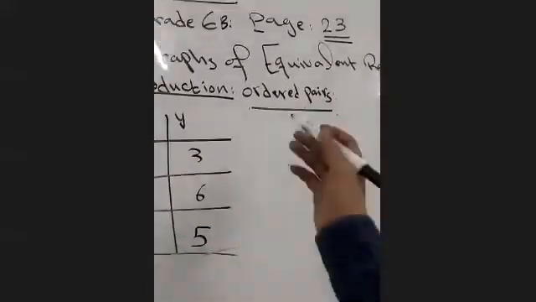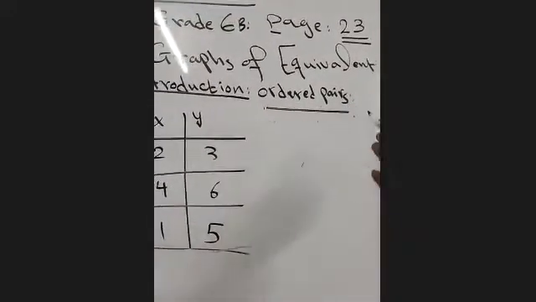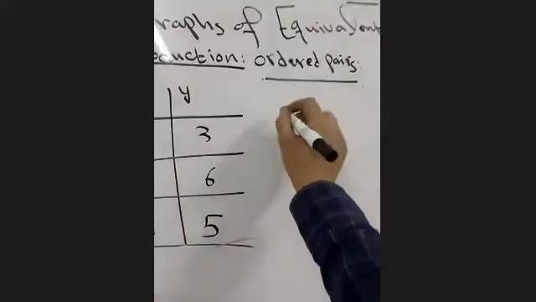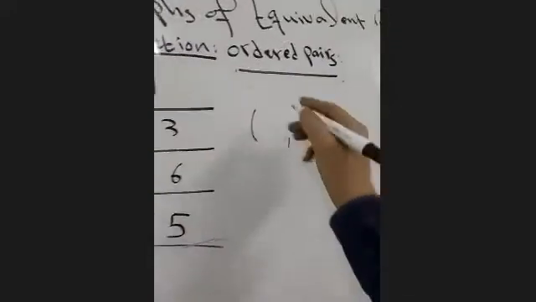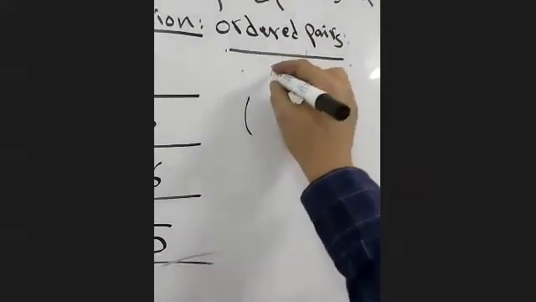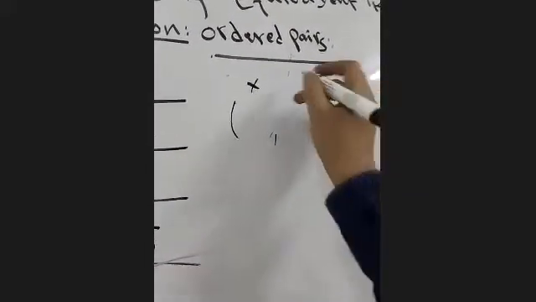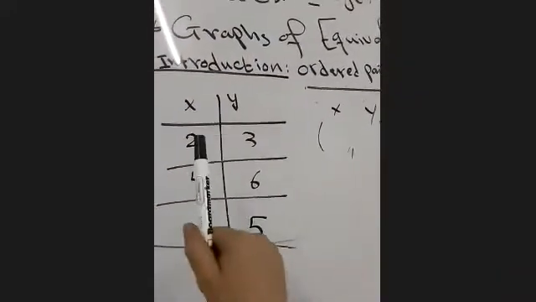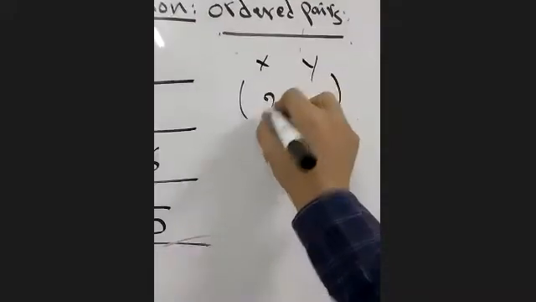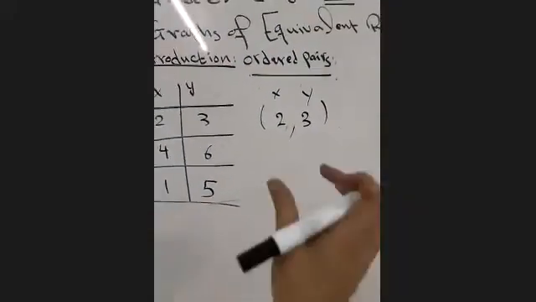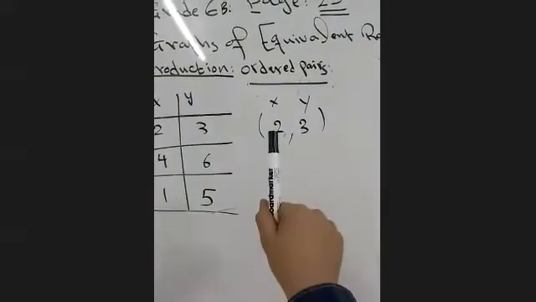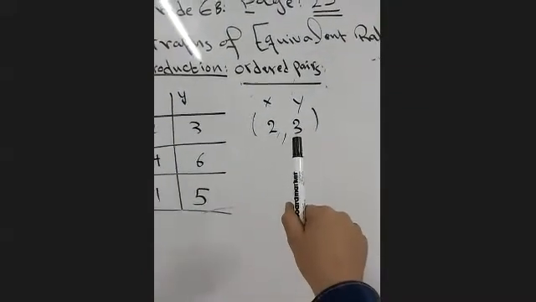Now, guys, we have something we call ordered pairs. Ordered pairs are written in brackets, parentheses like this, and the first part is always for x, and the second part is always for y. And we put the numbers inside here. 2, 3 is the 2 and the 3, like this. This is a comma. This is what we call an ordered pair. It always starts with x and finishes with y.